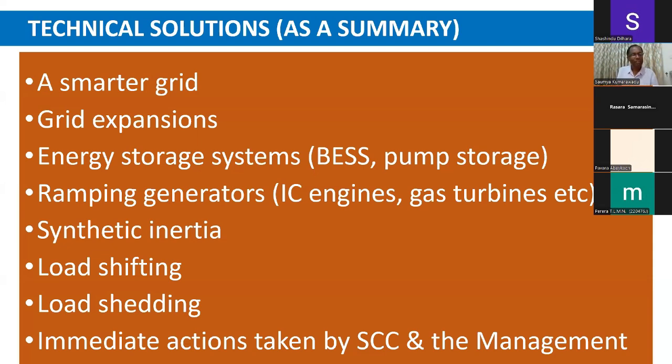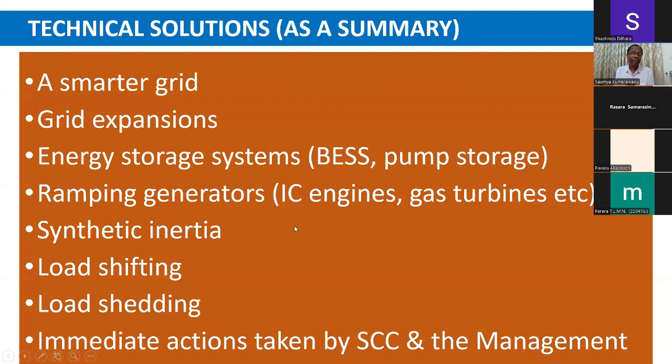But now our system control engineers and our management have managed the situation. But there is a challenge, because we still have a target to go to 70%. Then we should have grid expansions. I explained why we need grid expansions. And we need energy storage systems, battery energy storage and pump storage systems. And we need ramping generators like IC engines and gas turbines to go to our 70% target.